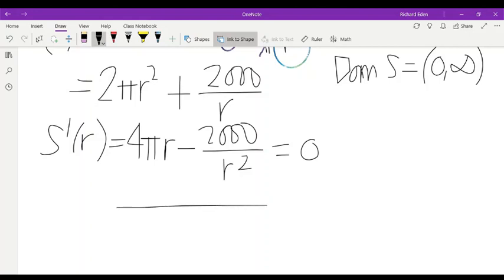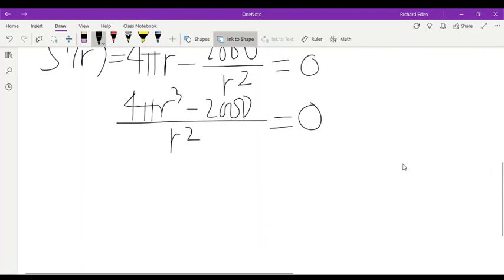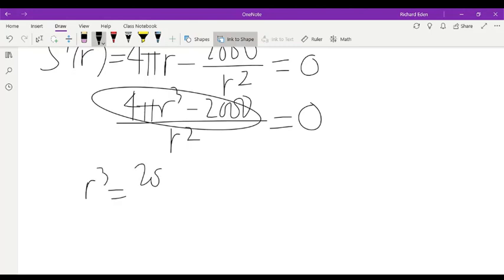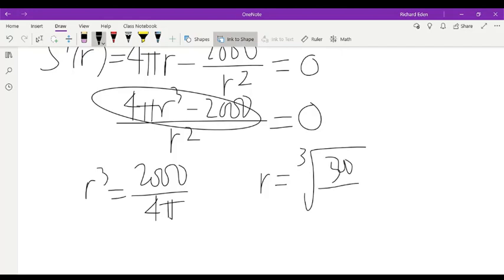You have, therefore, this fraction, R squared, with numerator 4 pi R cubed minus 2000, and equate this to 0. But the only way that this is ever going to be 0 is if the numerator is equal to 0. And that's going to happen when R cubed is 2000 over 4 pi. In other words, R is equal to the cube root of 500 over pi.